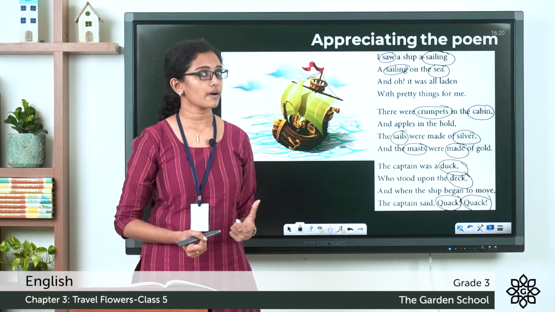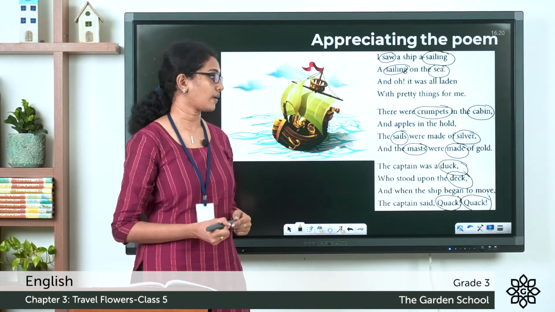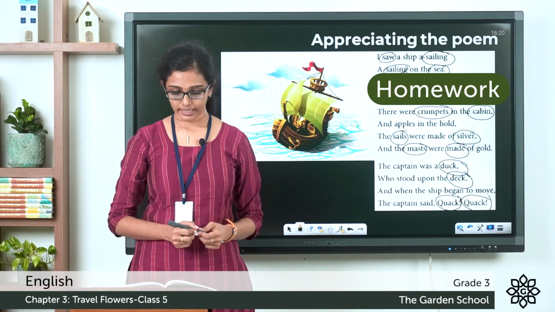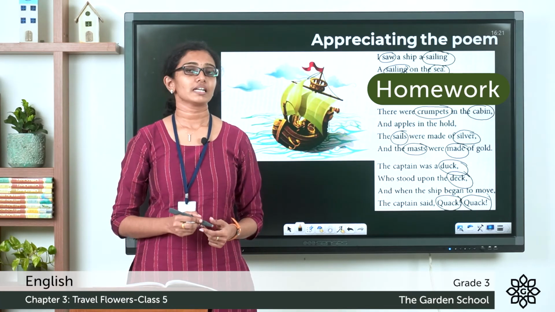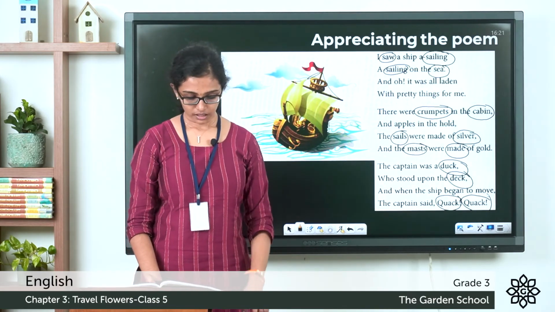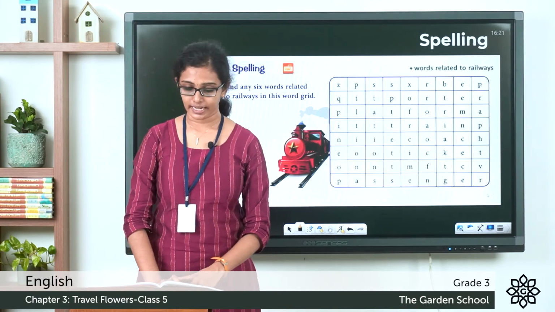Children, you can go to the poem once again and see if there are any more examples of alliteration in the poem. And below that, you can see an exercise called vocabulary. You can do this as an activity for the day. And please turn the page now. Turn to page number 49 and you can see this question given there.